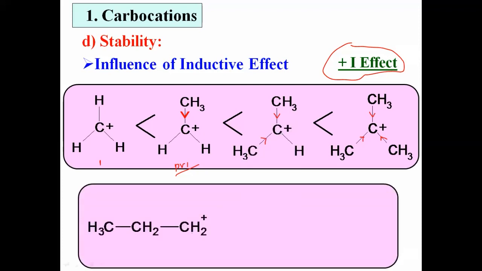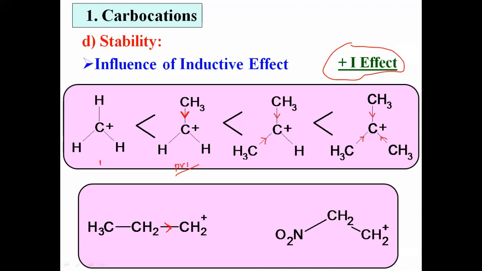This is the n-propyl carbocation, and here is another one. Suppose I replace a methyl group by a nitro group. Now what about this alkyl group? This alkyl group shows electron donating inductive effect. It shows plus I effect. Therefore it is more stable.